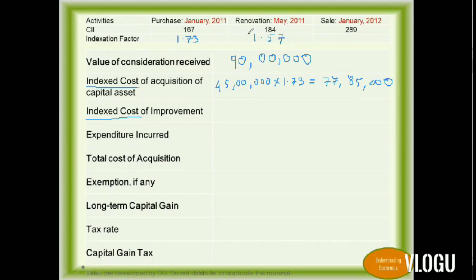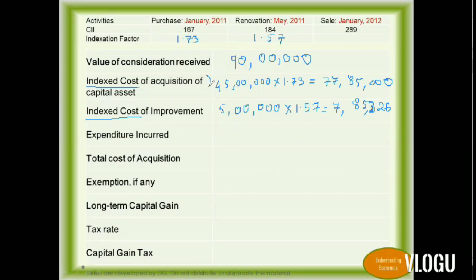So here, what is the cost of renovation? The cost of renovation incurred is 5 lakh rupees. So 5 lakh multiplied by the indexation factor, which we have already calculated, 1.57. So the indexed value of the improvement is nothing but 7,85,326 rupees. Now expenditure incurred for brokerage.